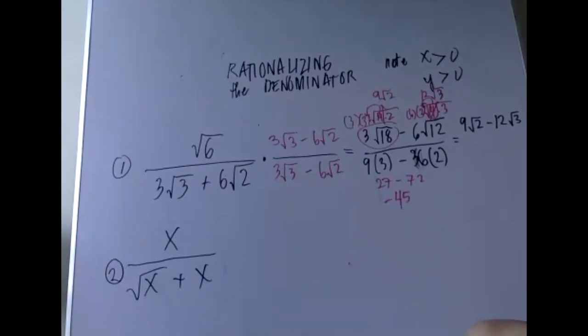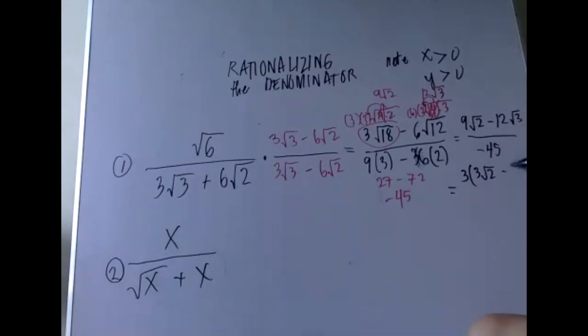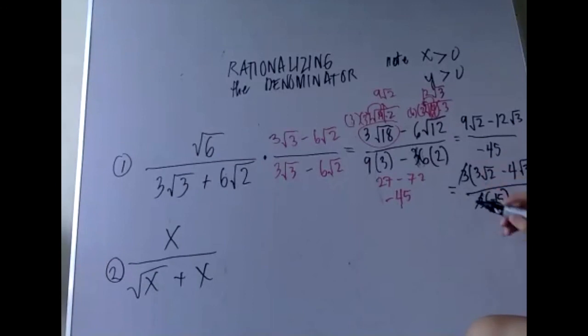Okay? So, sa baba, meron kang negative 45. May common factor sila, right? Divisible by 3. Factor out yung 3, we will have 3 square root of 2 minus 4 square root of 3 over 3 times negative 15. Cancel yung 3. Again, guys, bawal yung negative sa baba. So, ilipat natin siya sa taas. Multiply natin both numerator and denominator by negative 1.